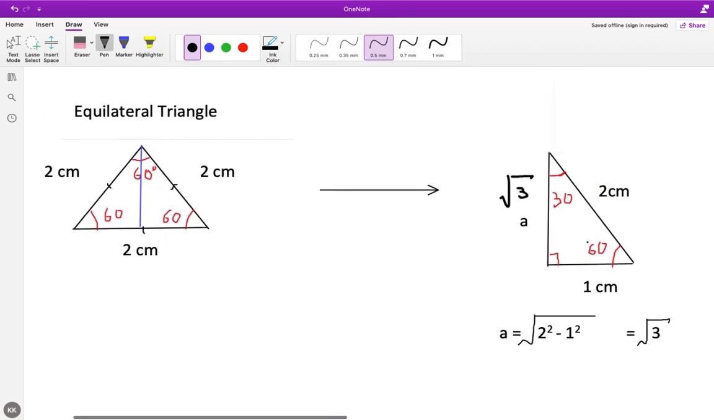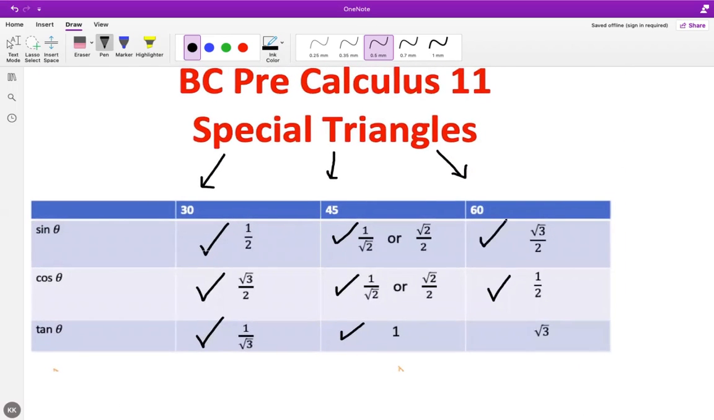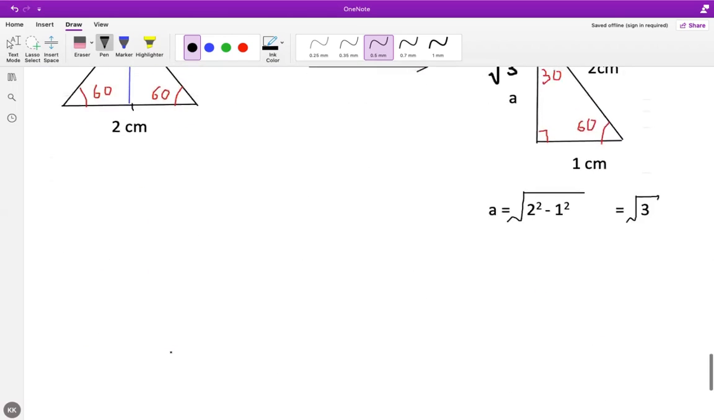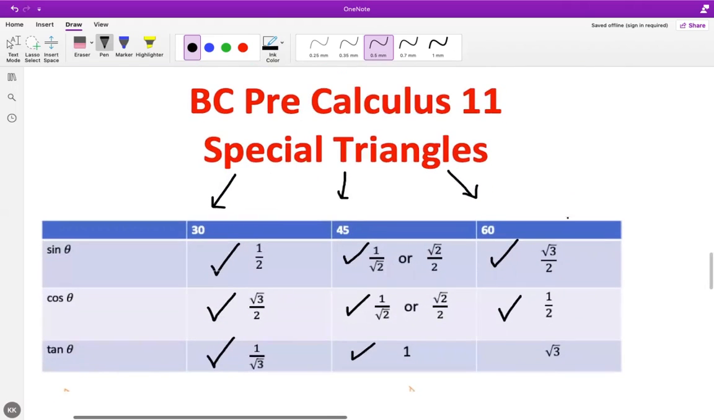And also sine 60 degrees, I'm going to take this one, my opposite to the 60 degrees, which is root 3 divided by 2, right? So that's why we got sine 60 degrees equals root 3 over 2. Yeah, that's correct. So tangent 60 degrees, we have the opposite side, which is root 3, divided by the adjacent side, which is 1 centimeter. So it's root 3, right? That's correct. So I've already proved all these values to you guys.